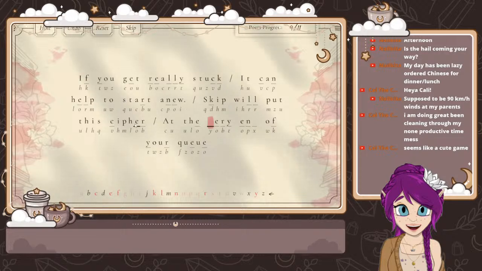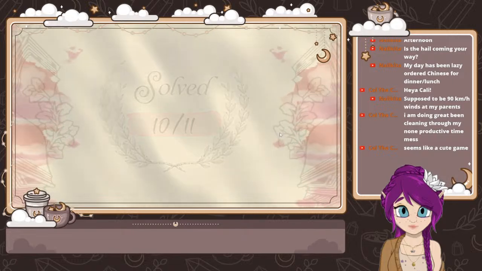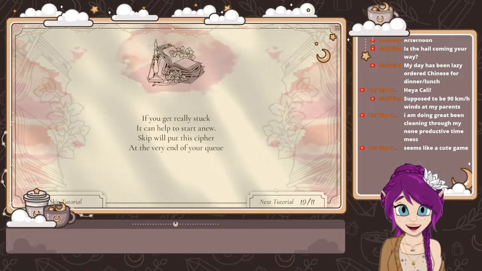Skip will put this cipher at the very end of your queue. Cute.